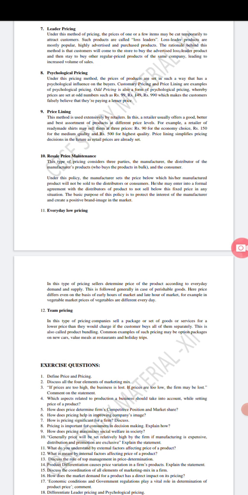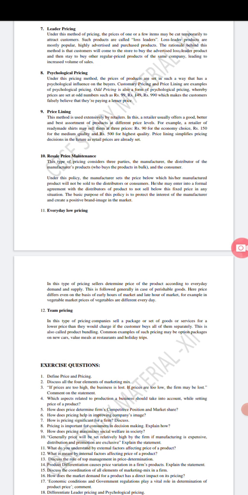Next, point 8, psychological pricing. It's a very important topic. Usually we see on TV and at the time of shopping that odd number pricing is always done. Psychological pricing is also called odd pricing. Psychological means related to the mind.